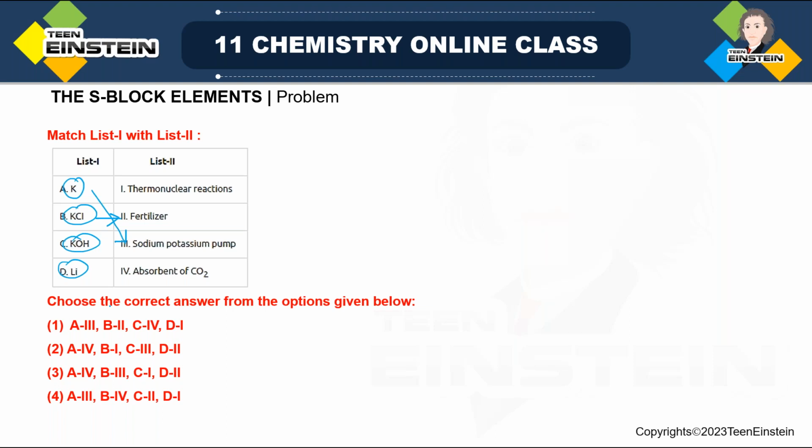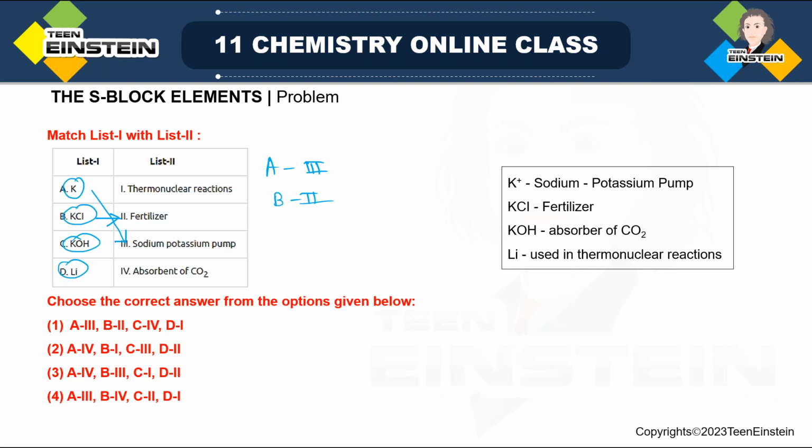Now simply, if you are sure that A is 3, and B is matching with 2, these two are enough to choose the first option, isn't it? So K plus, in the sodium potassium pump, though K is mentioned here, it is actually working in the form of an ion. KCl is fertilizer, KOH is absorber, lithium is used in thermonuclear reaction. So this should be the correct option. C is 4, D is 3.